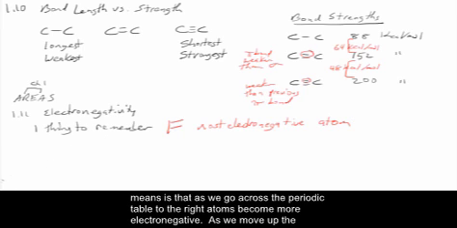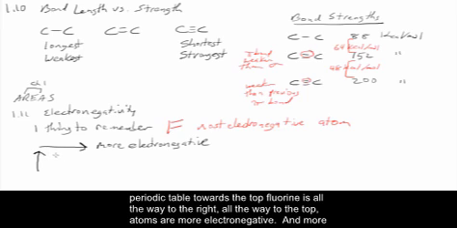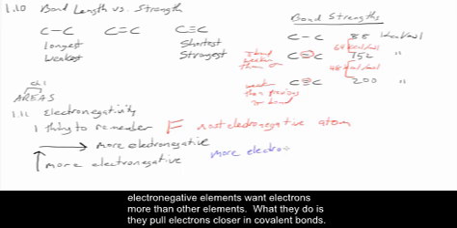So, what that means is that as we go across the periodic table to the right, atoms become more electronegative. As we move up the periodic table towards the top, atoms are more electronegative. Fluorine is all the way to the right, all the way to the top. And more electronegative elements want electrons more than other elements. What they do is they pull electrons closer in covalent bonds.